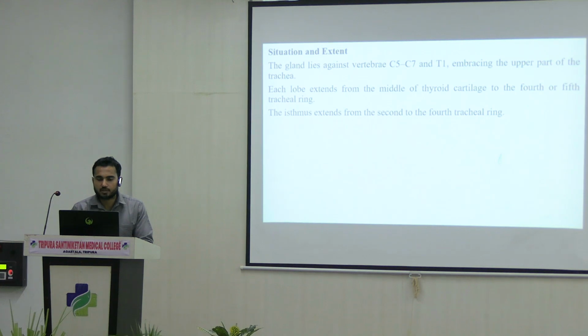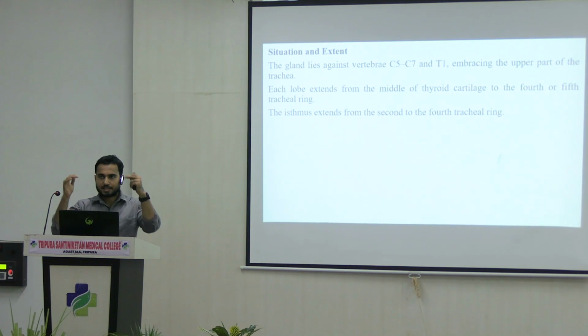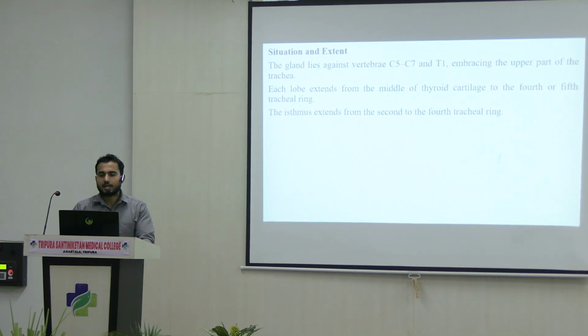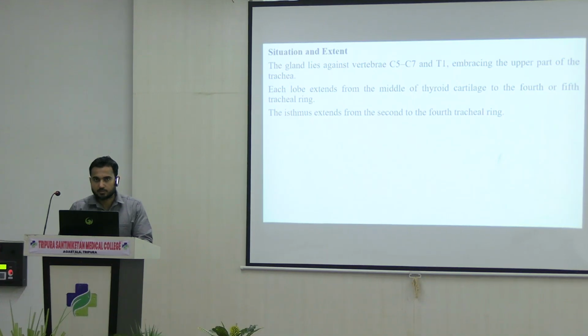Roughly, it is H-shaped. Now, if you see the lateral lobes, the extent of the lateral lobe from above to below lies from C5 to T1 vertebra, and it is enclosing the upper part of the trachea. So the lateral lobes, as I said, extend at the C5 to T1 level, embracing the upper part of the trachea.